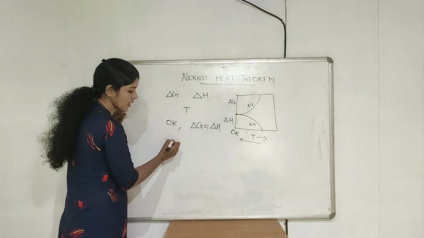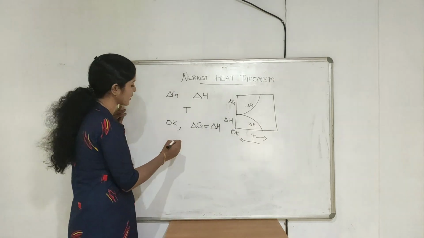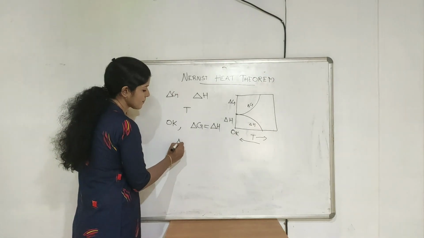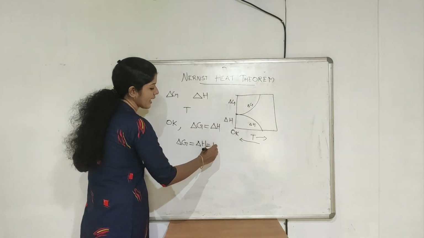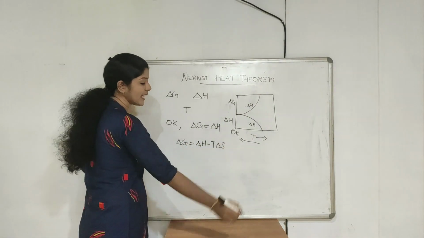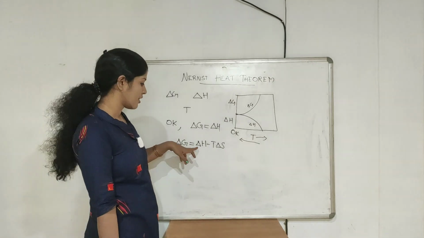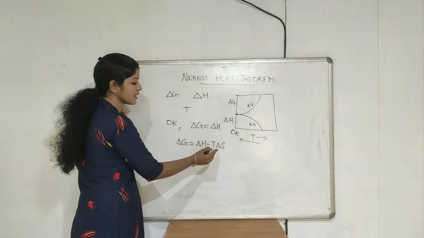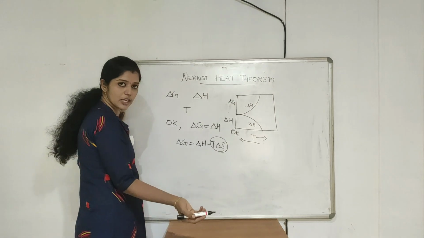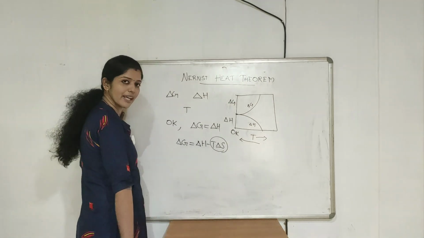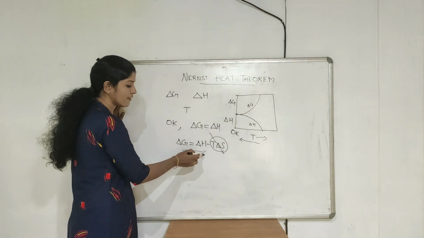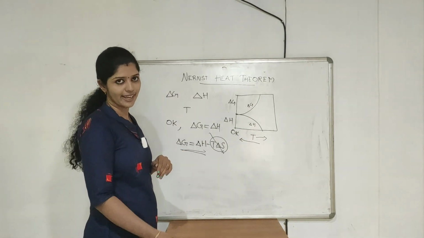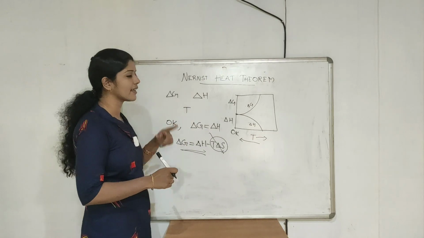How are we getting this? We know the Gibbs free energy equation. Gibbs free energy equation is delta G is equal to delta H minus T delta S. This is our free energy equation. Now, in this, at absolute zero, T will be 0. So this term will get cancelled out and we will have delta G is equal to delta H. So this is Nernst heat theorem.